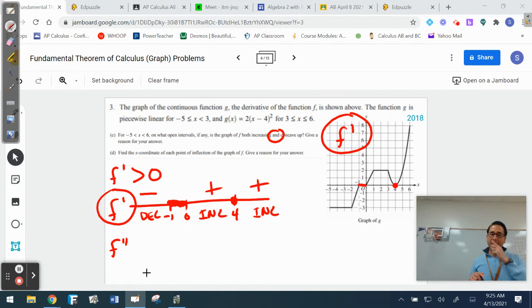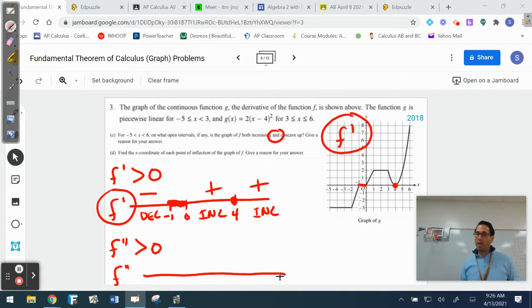A graph is concave up when the second derivative is positive, or greater than 0. So let's set up that sign analysis. Now, once again, what do I put on sign analysis? Well, whenever it's 0 or DNE. And the second derivative now, this is the first derivative. So how do I find the second derivative's positive, negative, and 0 values?